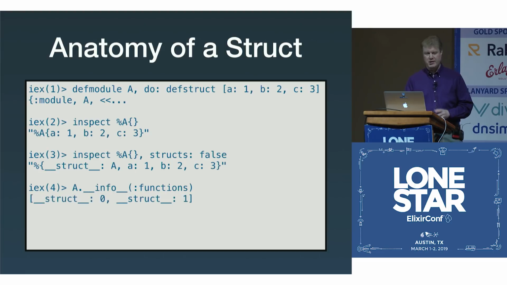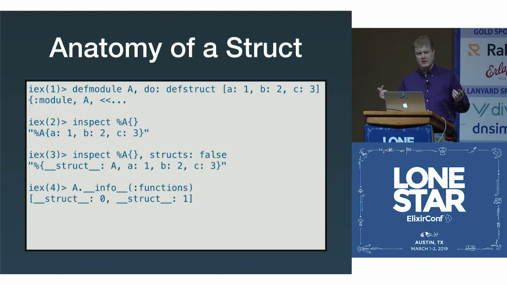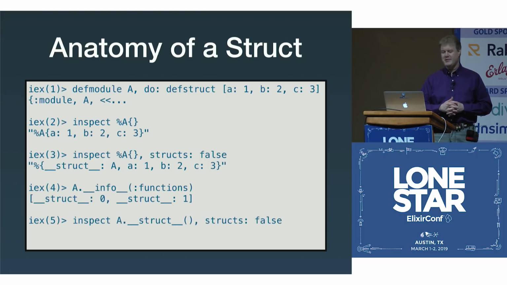So in the __info__ function that's attached to every module, which is documented in the module hex docs, you can find out what public functions are exported on that module. So here we see we have __struct__/0 and /1. So not only did it add a field in the data structure, it added some more functions on the module. So let's poke around, peel the curtain. What happens if we call that function?